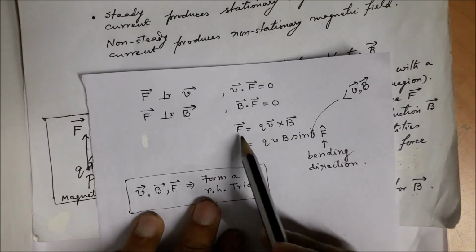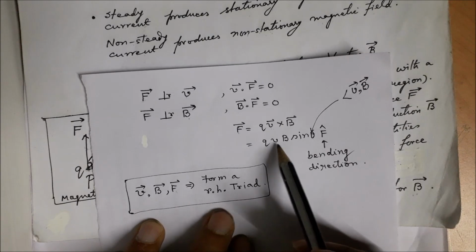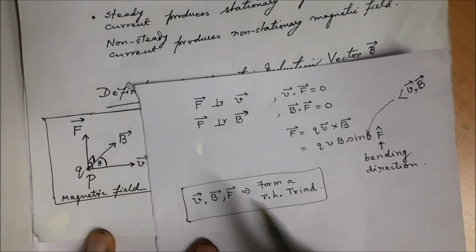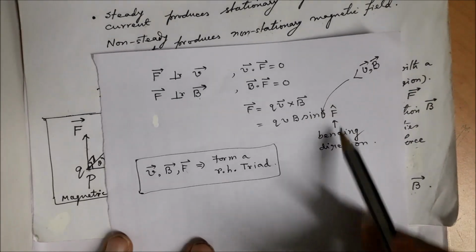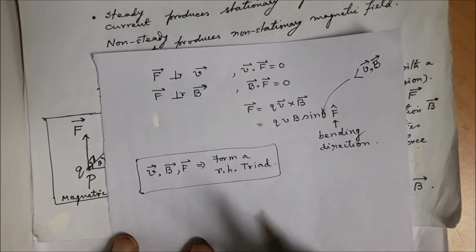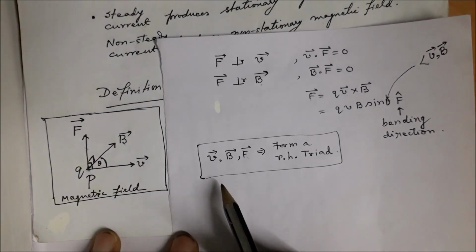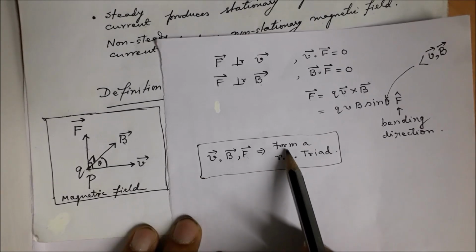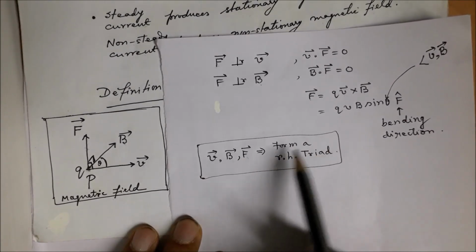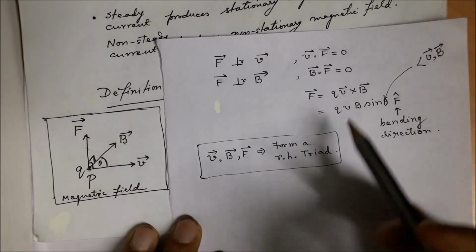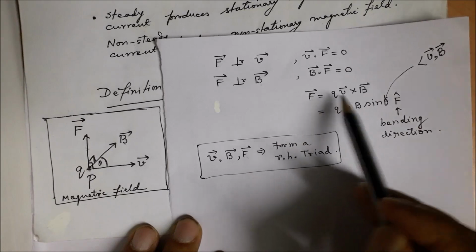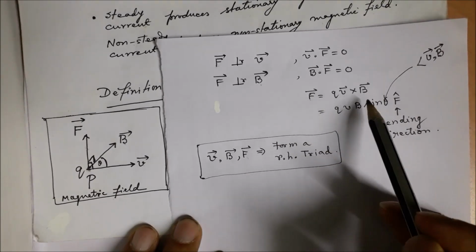So if you expand the Lorentz force equation, we end up with QVB sine theta, theta being the angle between V and B, and vector F is the bending direction. And it is clear from this relation that V, B and F form a right-handed triad. And very importantly, we cannot change the order of the vector quantities which are sitting in this equation.